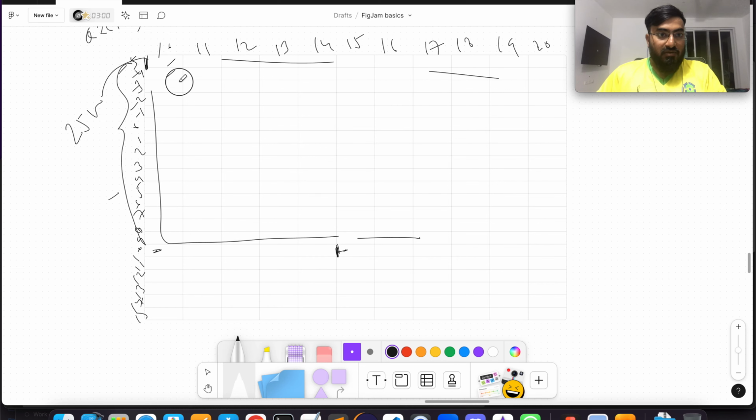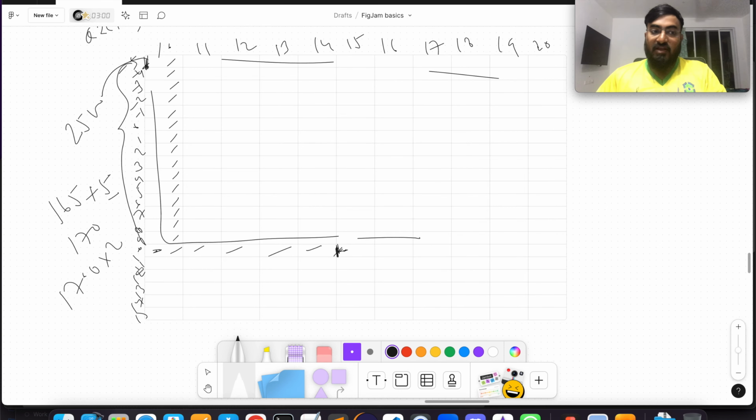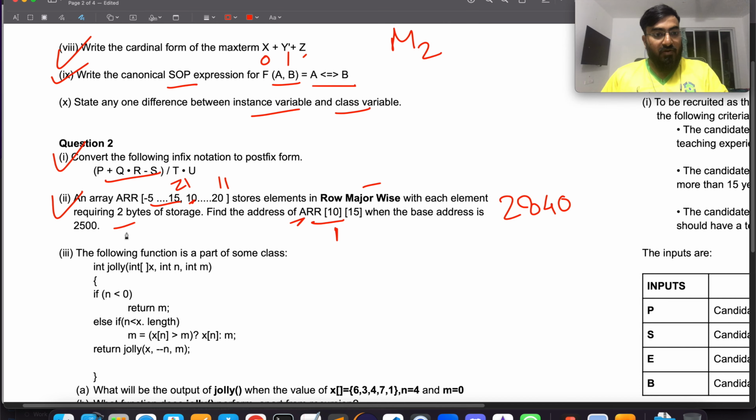So 1 2 3 4 5 6 7 8 9 10 11 12 13 14 15. 15 rows into 11 is going to give you again 165. 165 cells you have traveled, and then these 5 again to reach here. So plus 5. So 170 cells you have to traverse from here in order to reach here. Now 170 into 2 will give you the address offset you have traveled, which is 340. So that's how you add 2500 plus 340, you get 2840. All right, so moving on, this is done. Moving on to this.